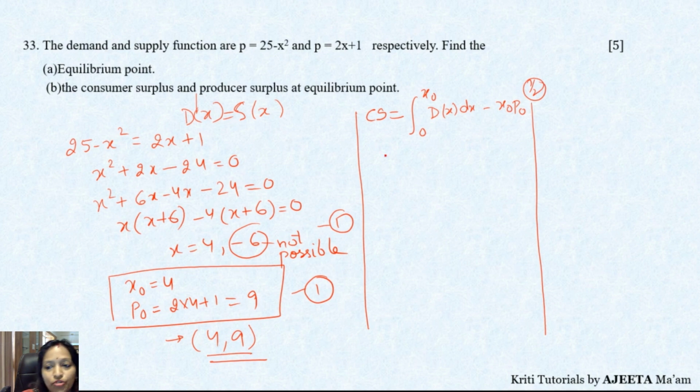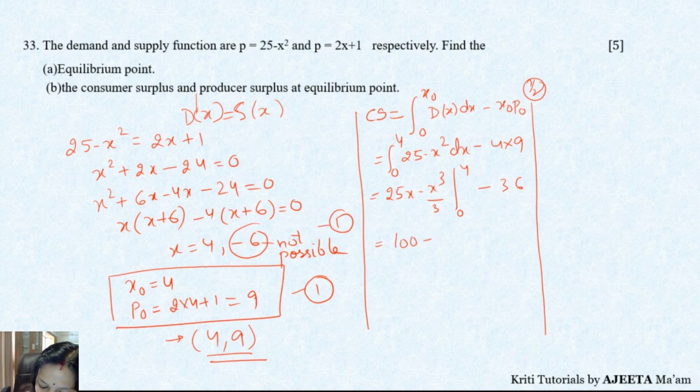Now 1 mark will be for the entire calculation of CS. So 0 to 4, 25 minus x square dx, and 4 into 9. So 25x minus x cubed by 3, 0 to 4 minus 36. So 25 into 4 will be 100. 4 cube is 64 by 3 minus 36. If we put 0, it will become 0, so we are not putting it.